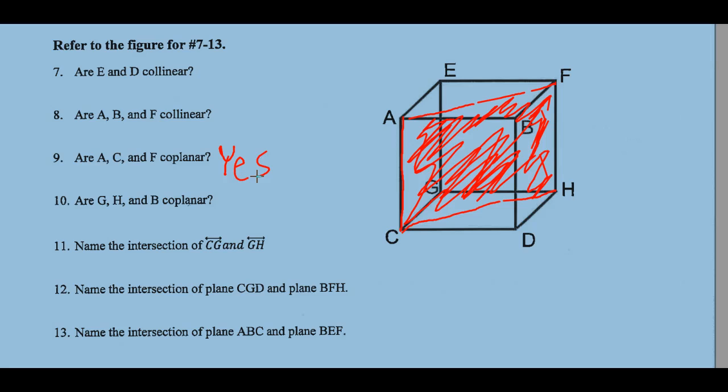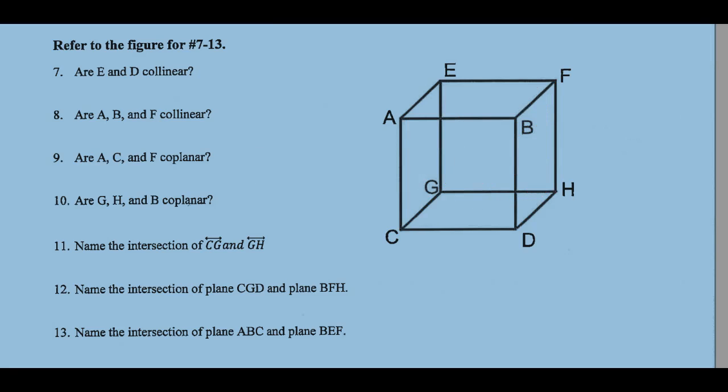Try number 10 on your own. Okay, so number 10, take a look. G, H, you know they'll be coplanar because they're collinear. What happens when B gets involved? B is up here. So can you picture a plane that goes from the corner across one ceiling and then a corner across one floor and goes diagonally again? We should have said yes, they are coplanar. Okay, so that is a yes.